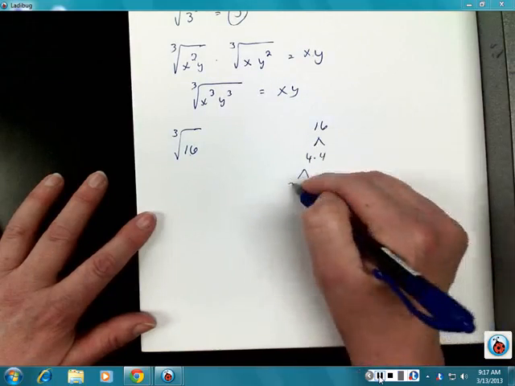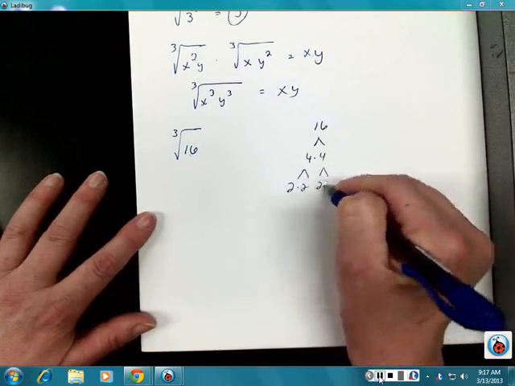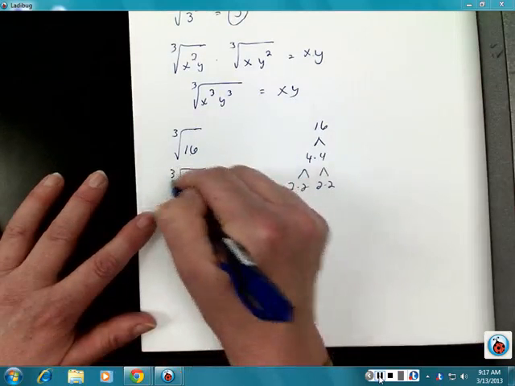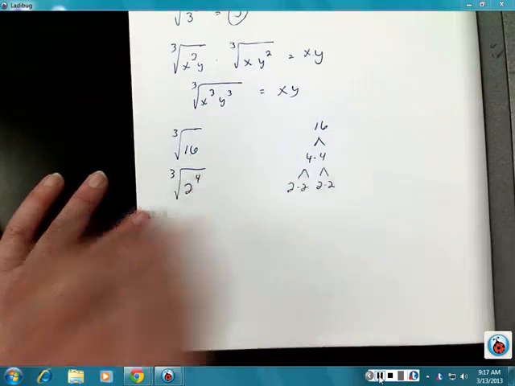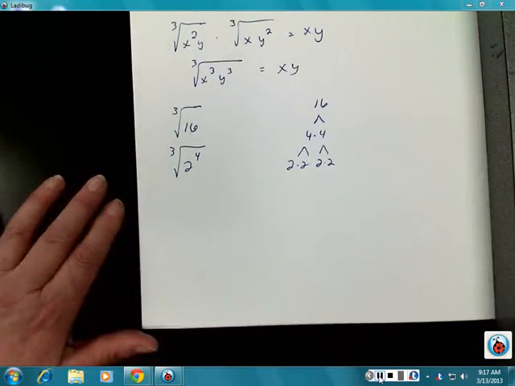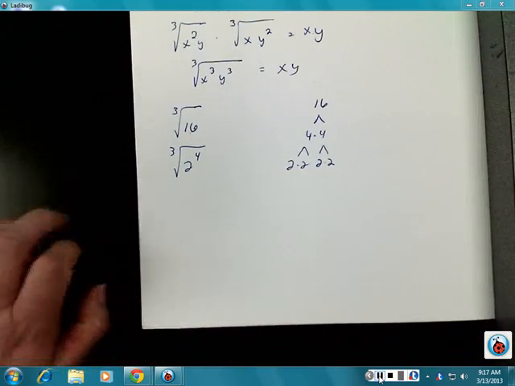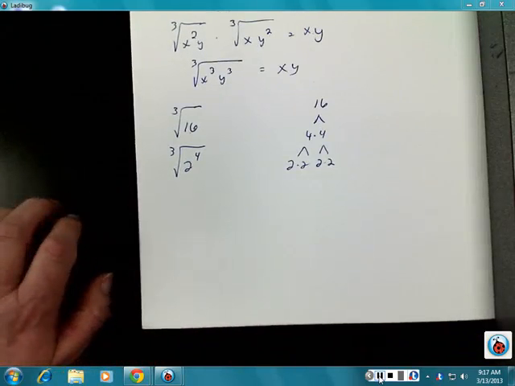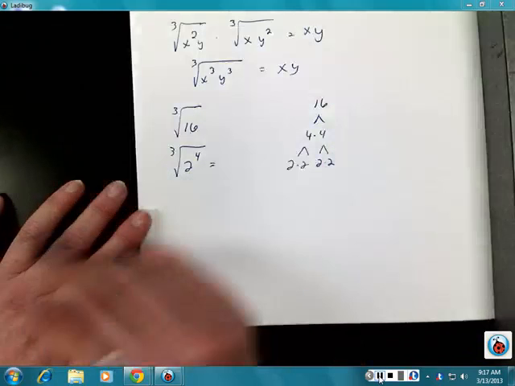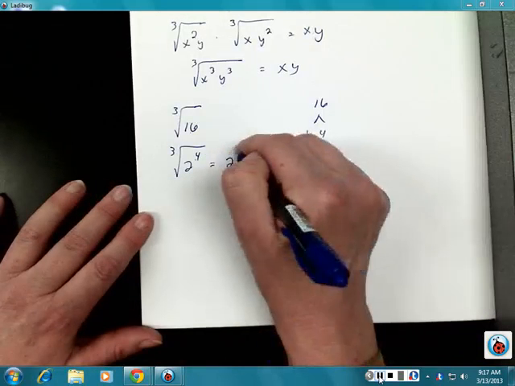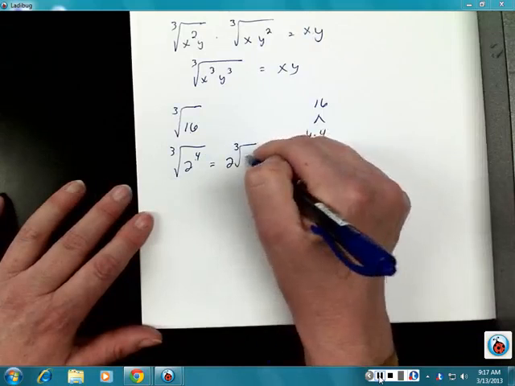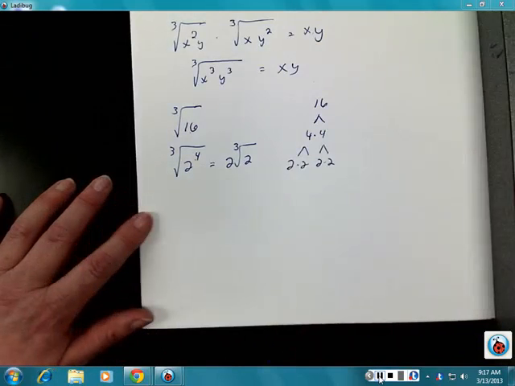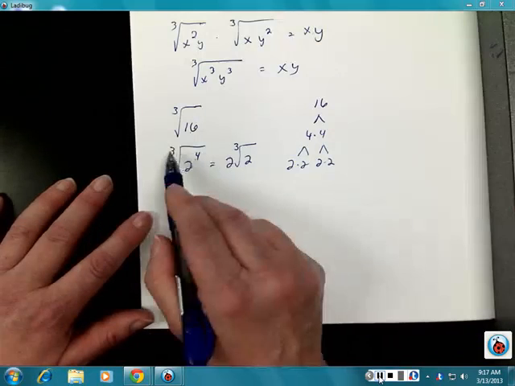And these break down to 2 times 2, and this becomes 2 times 2. So really, I have the cube root of 2 to the 4th power under there. What would I still have to multiply it by to get rid of the radical? So I could pull out a 2, and that would give me the cube root of 2. So what would I have to multiply it by to make it go away?